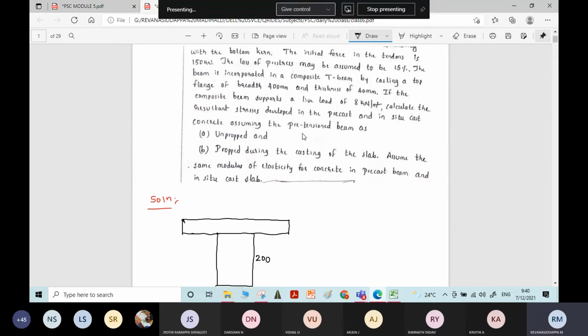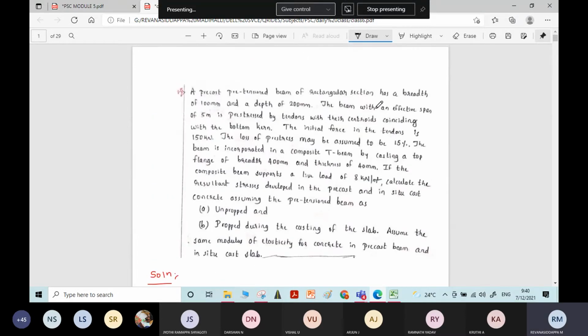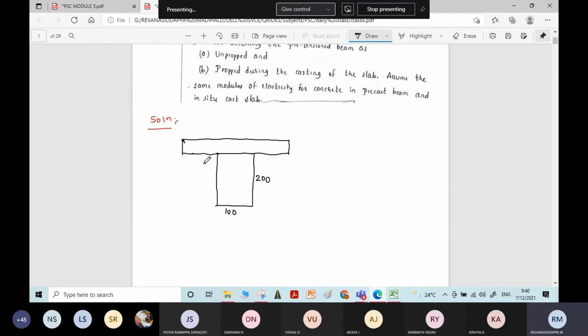Then it is said that the effective span is given as 5 meter. 5 meter is the effective span, which means the length of the composite section is 5 meter.